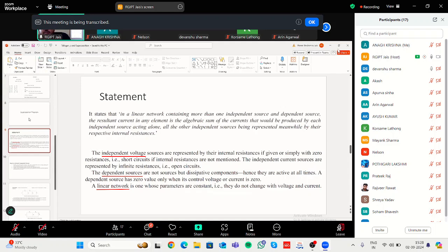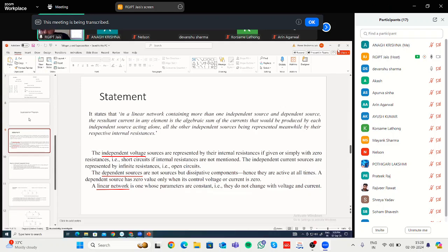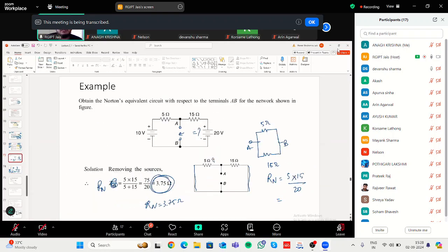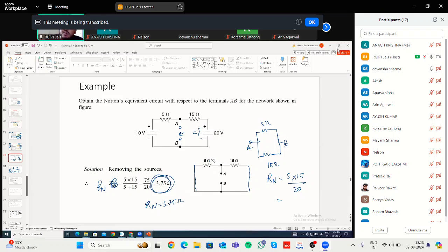If you have any doubt in Norton's, please let me know. Otherwise, I will start the superposition theorem. Let me keep this problem up once. Just see into it, and if you have any doubt, let me know. I will give you 1 or 2 minutes, then I will move into the next theorem. By that time, if you have any doubt regarding this, please let me know.